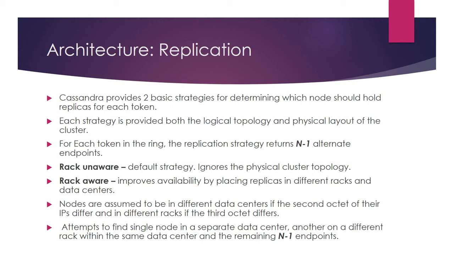Nodes are assumed to be in different data centers if the second octet of their IPs differ, and if the third octet differs, then they are said to be in different racks. That is how the distinction is being made here. Just like rack unaware, it also attempts to find a single node in a separate data center, another one on a different rack in the same data center, and the remaining n-1 endpoints using the rack unaware technique. So that's pretty much about replication of data in Cassandra.